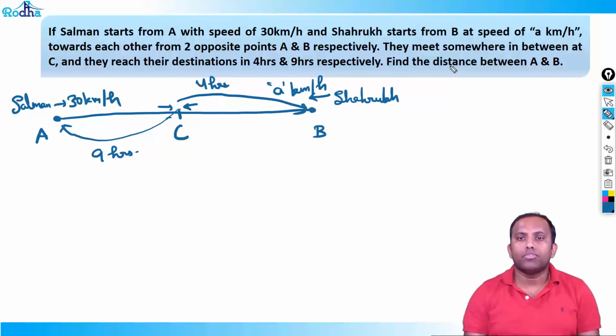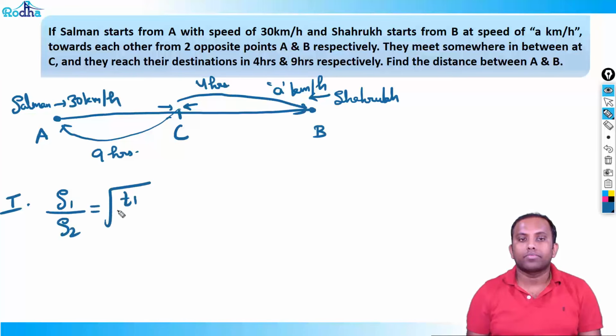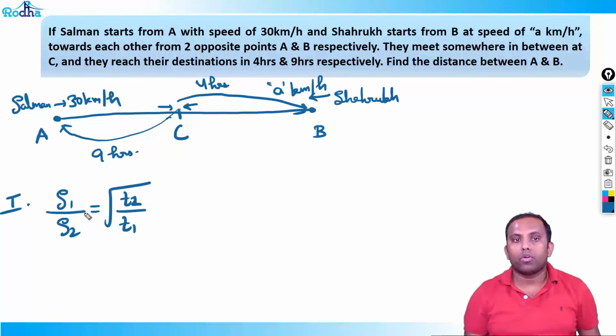So we can do it by both the fundas, right? Suppose I'm using the first funda here. What is the first funda? Speed of Salman by speed of Shahrukh. We know that S1 by S2 is equal to root over T2 by T1. Just in the last slide we saw it. That is the speed ratio, the inverse of their time ratio.